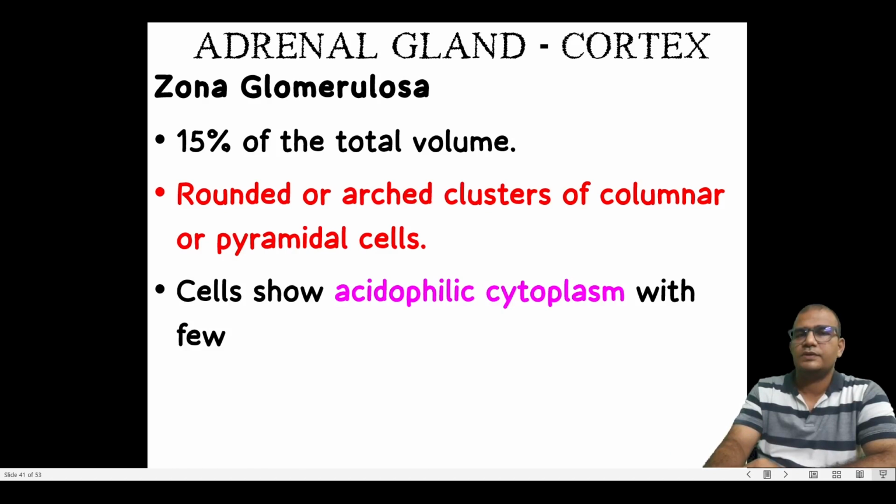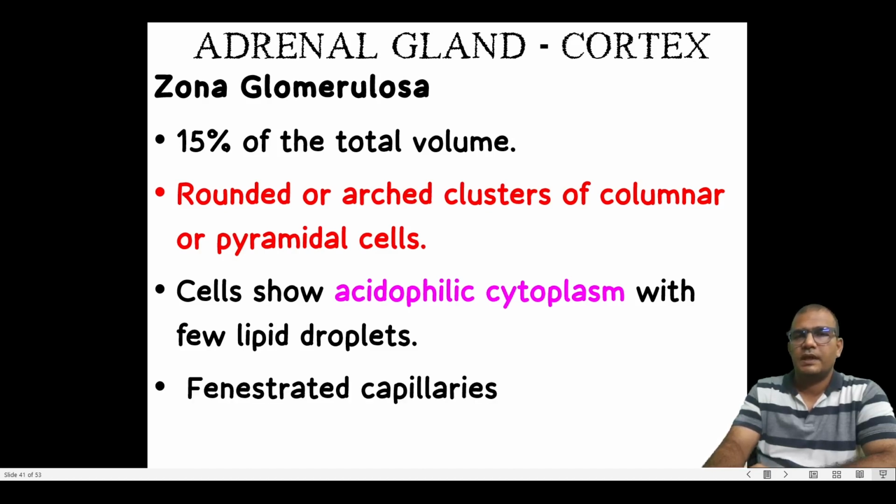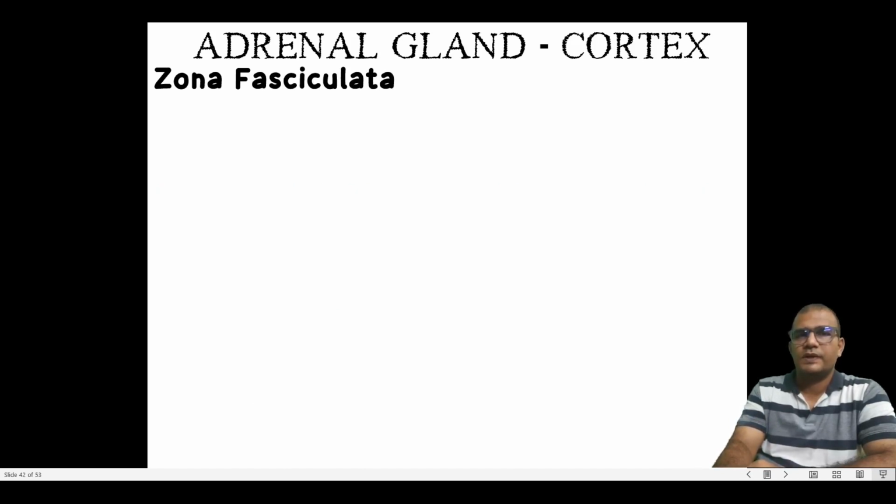The cells are acidophilic, that means they are pink in color, and they show the presence of a few lipid droplets. As in any endocrine gland, there are capillaries, so fenestrated capillaries are found in the zona glomerulosa also. Zona fasciculata: fasciculus means a band, so the zona fasciculata shows bands of cells. It is the largest part of the gland.